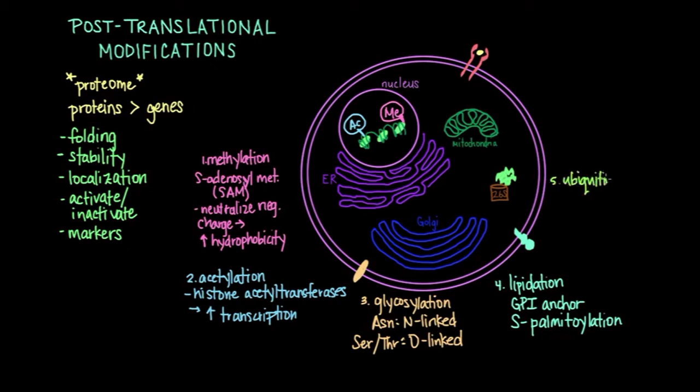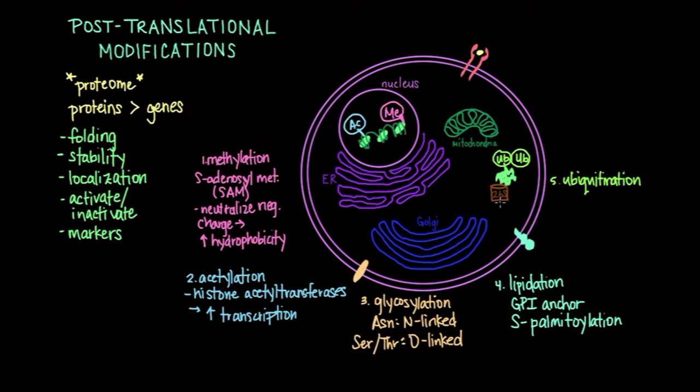Next is ubiquitination, which is a protein modification used to target proteins for degradation. Ubiquitin is a polypeptide consisting of 76 amino acids that is attached to lysine residues of target proteins via the C-terminal glycine of ubiquitin. Polyubiquitinated proteins are recognized by the 26S proteasome, which is an enzyme that catalyzes the degradation of the protein and the recycling of the ubiquitin.